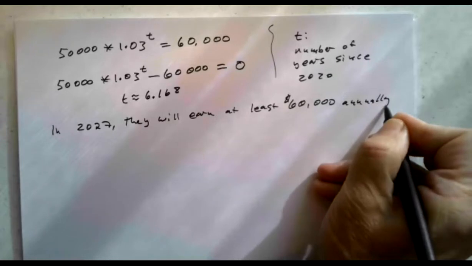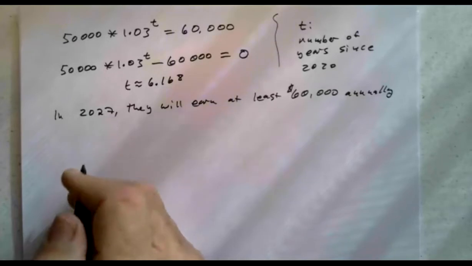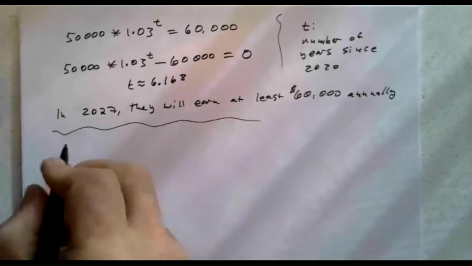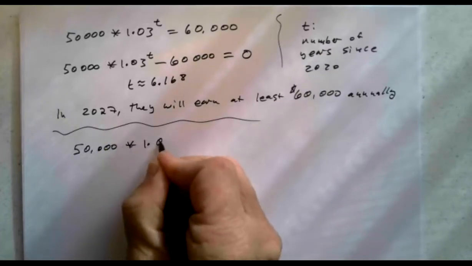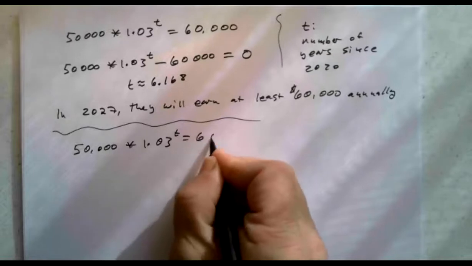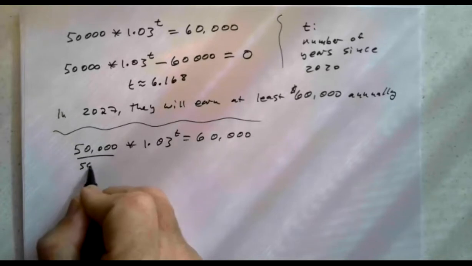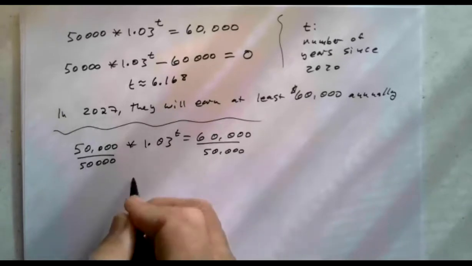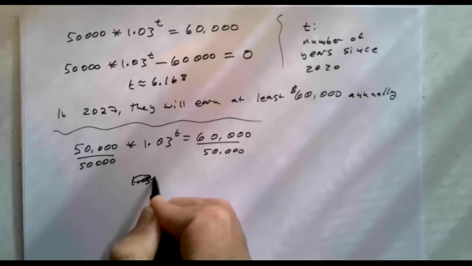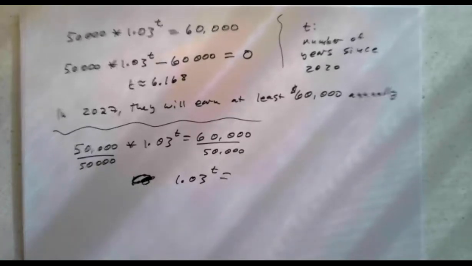Now we can also solve that with more typical algebraic strategies. So what are we going to say? Solving it algebraically, we'll say 50,000 times 1.03 to the t equals 60,000. Let's go ahead and divide by 50,000. So we get 1.03 to the t is 60,000 divided by 50,000, which of course is just 6/5 or 1.2.